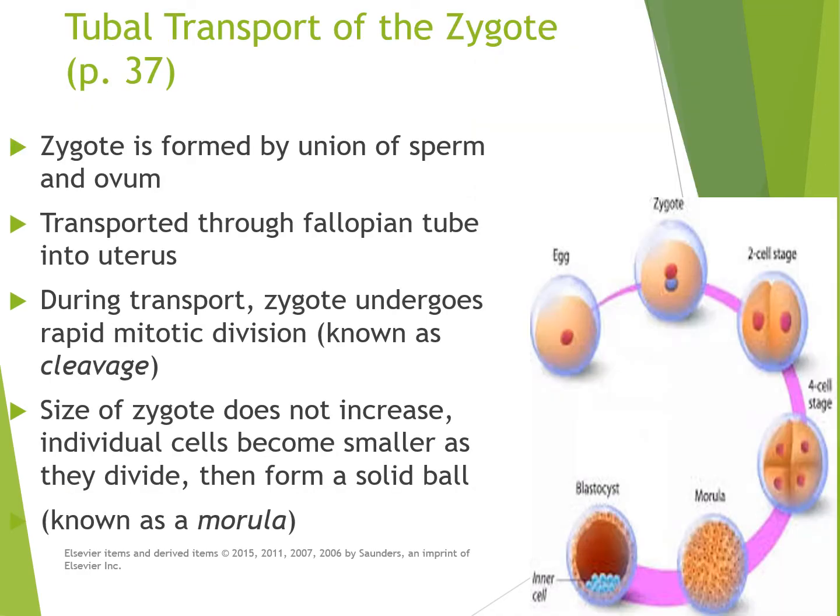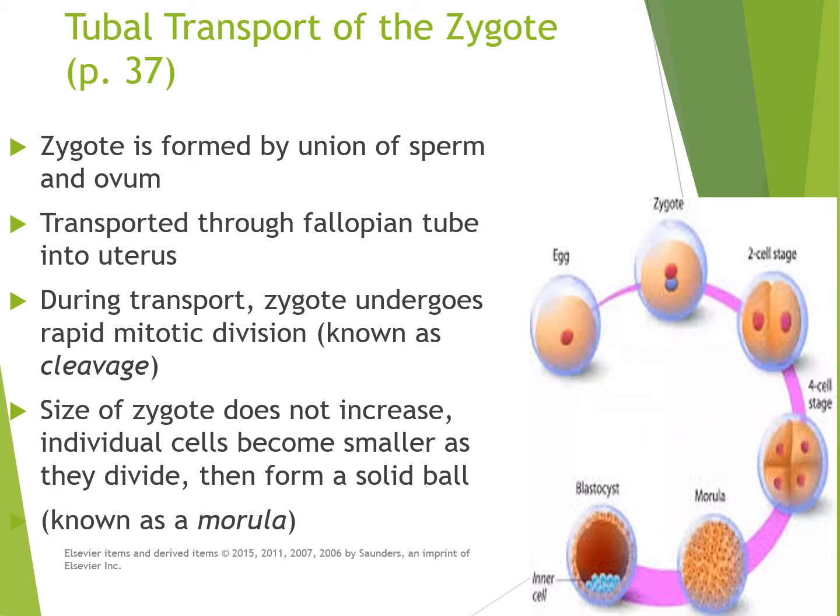All right, tubal transport of the zygote. Okay, so just remember, look at the picture on the right. First is the egg that gets fertilized, the ovum, right? Then the zygote is formed. So you can see that's next. Transported through the fallopian tube into the uterus. During this transport, as you can see on the right, the zygote undergoes rapid mitotic division, known as cleavage. So you can see as it's splitting. The size of the zygote does not increase, but the individual cells become smaller as they divide, then form a solid ball. That is known as the morula.